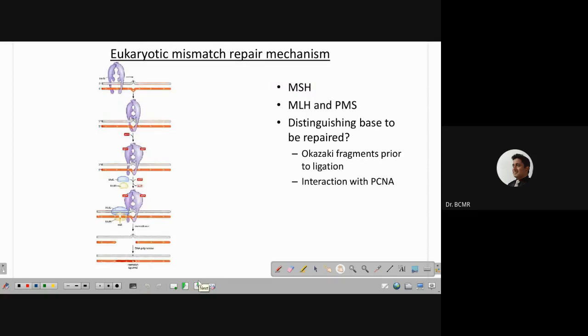So eukaryotes also have a mismatch repair mechanism, and there are several proteins. I'm not going to discuss in detail. I will go to one point. They are called MSH, MLH, and PMS, and so on. These are the proteins. So you are supposed to read the textbook. A question will come or may come, and you'll also have to read about some of the diseases that are implicated because of repair mechanisms.